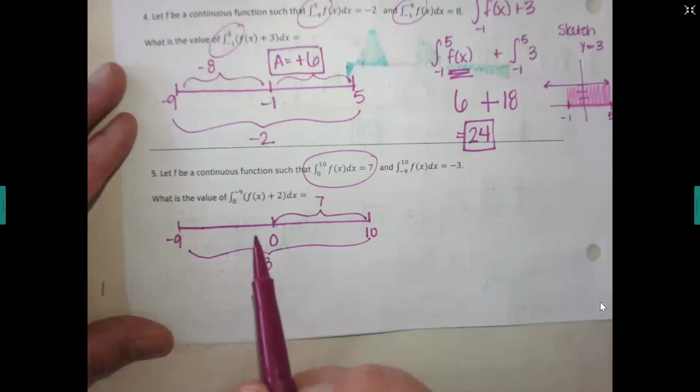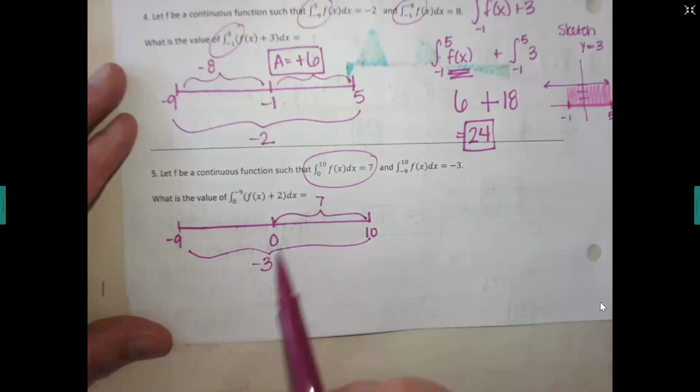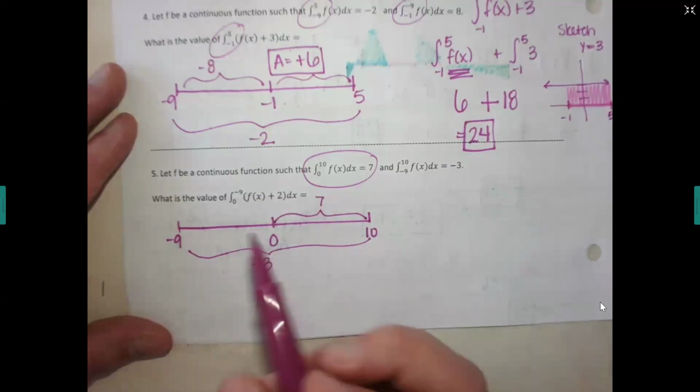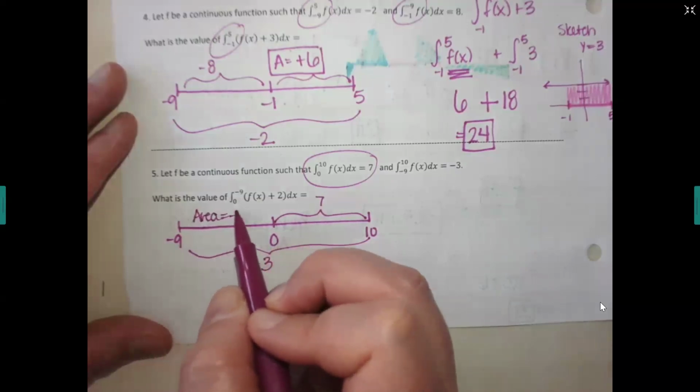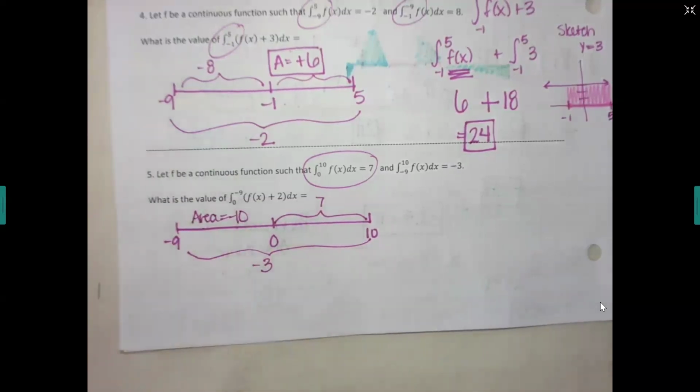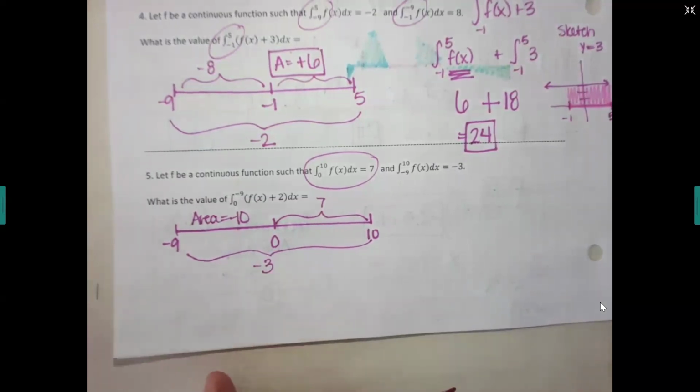So then I just need to think about what's missing here, that when I add it with 7, the answer will come out to be a -3. What would it need to be? -10. Very good. Okay, because -10 and 7, that adds up to give me my -3 across the bottom.